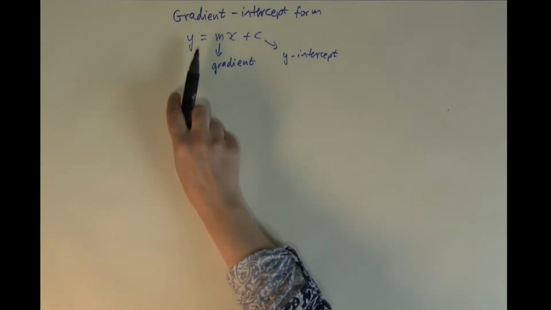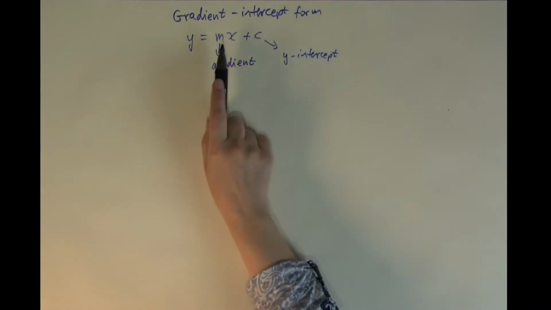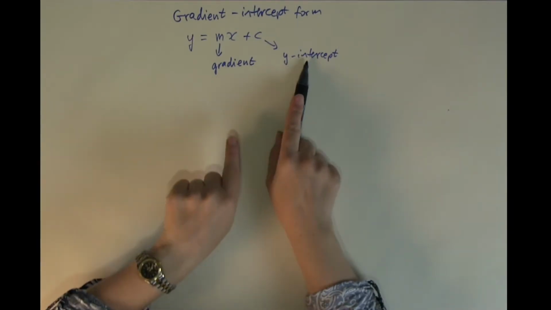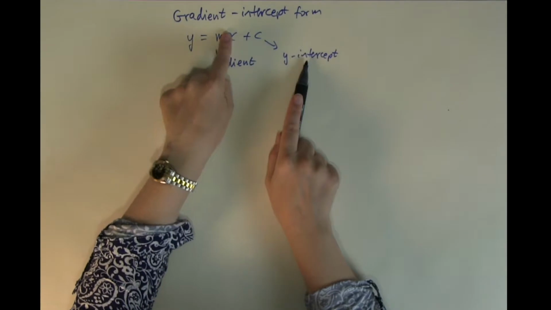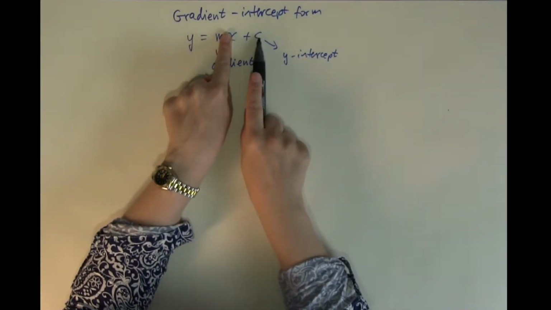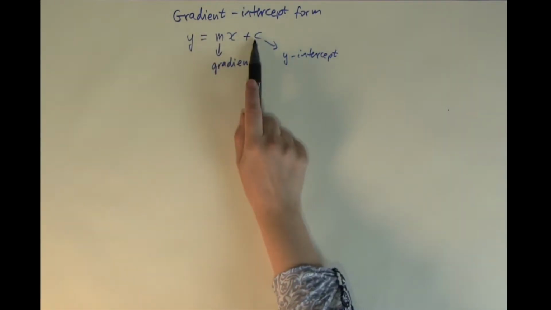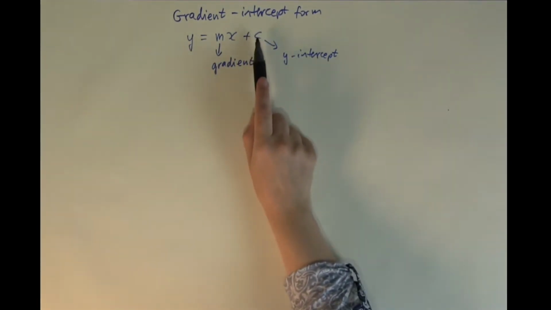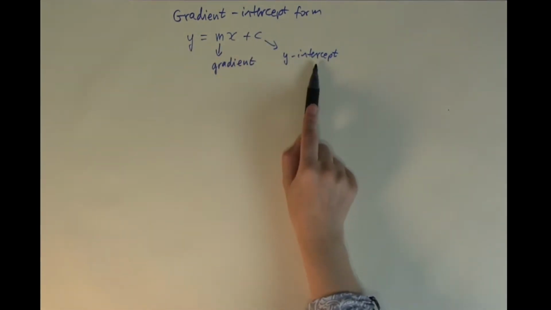But also, if you remember, the y-intercept was when the x-coordinate was 0. But if the x-coordinate is 0, the m times x will disappear. So y will be equal to c. And that's why we can say that the number c, or the constant in the equation, represents the y-intercept.